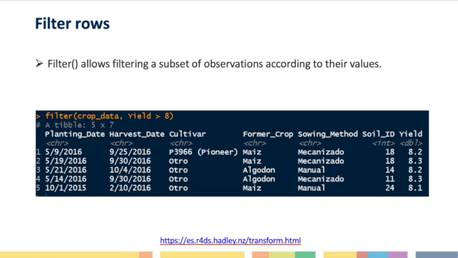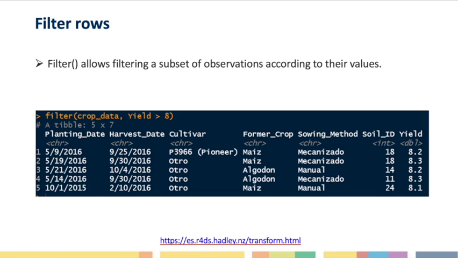This is an example, a data set that's called crop data. This is the yield data. And we're using a function to register the yield that's over 8 tons per hectare. So that's what filter is used for. And it can be combined with more arguments, with more criteria, and many other functions. So we're going to see a little bit more about this in the practice.